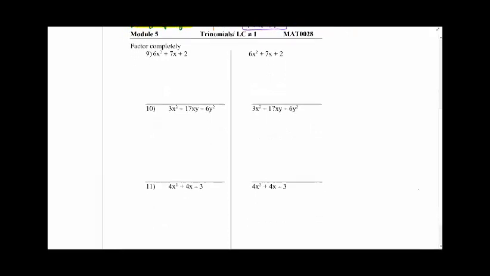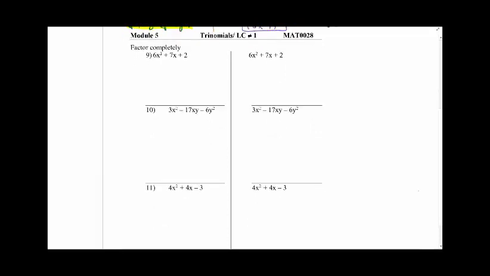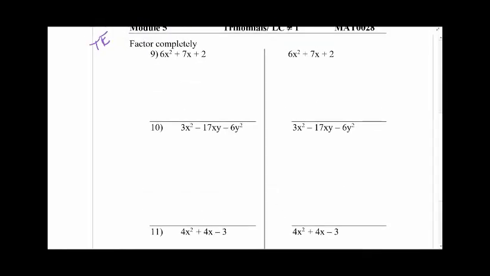So now we're going to go to Module 5, dealing with trinomials where the leading coefficient's not a 1, and we're going to do this two different ways. So the first way we're going to do it is still trial and error, which is again the preferred technique.